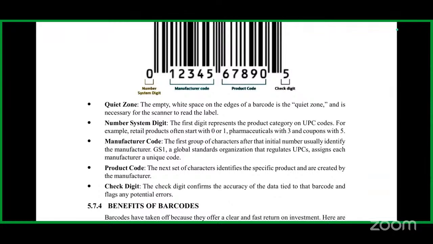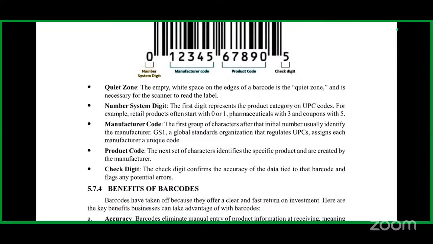For example, retail products often start with 0 or 1, pharmaceuticals with 0, and coupons with 5. Similarly, the manufacturer code is the first group of characters after the initial number. Usually that will be the manufacturer. GS1, a global standards organization which regulates UPCs, assigns each manufacturer a unique code.